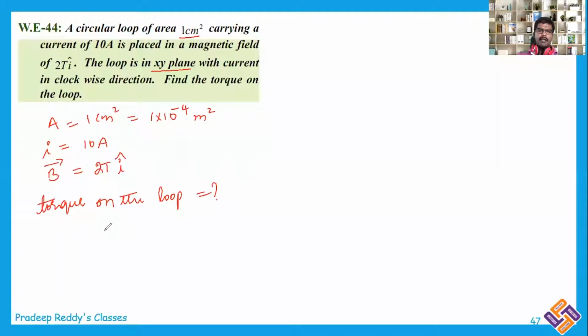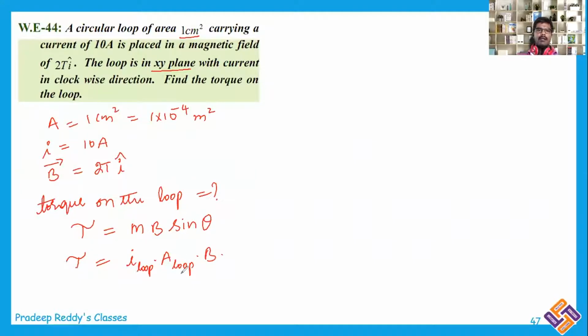We know the torque acting on the loop, tau, is equal to m B sine theta, where theta is the angle between m bar and B bar. M is the magnetic moment. So tau will be equal to n I A B sine theta. We have only one circular loop, so n will be equal to 1. I is the current in the loop, A is the area of cross section of the loop, B is the magnetic field, and theta is the angle between m bar and B bar.